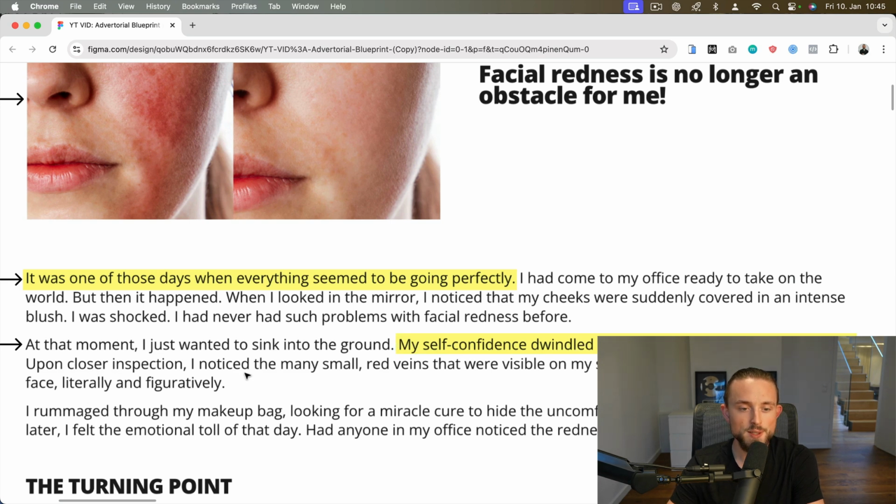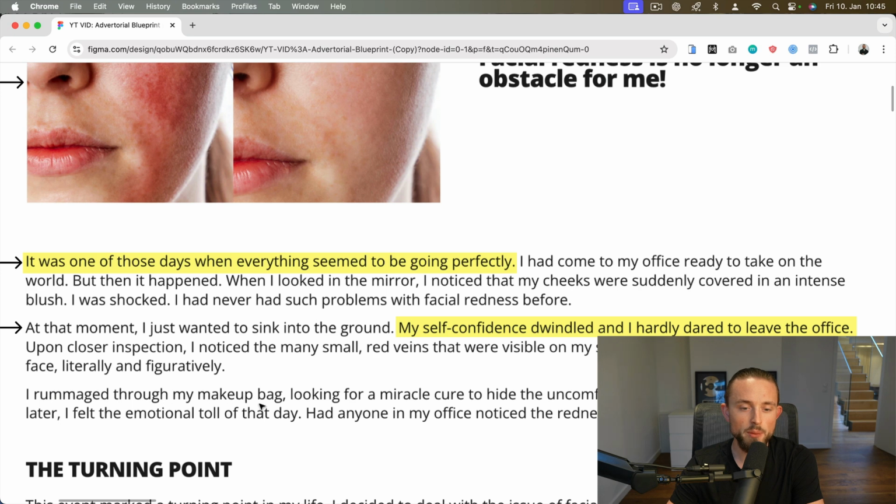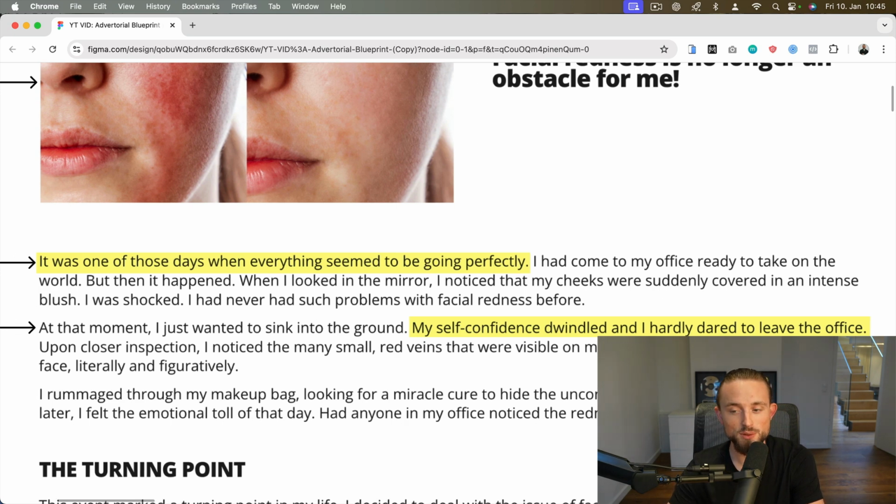Upon closer inspection, I noticed the many small red veins that were visible on my skin. It was an unexpected slap in the face, literally and figuratively. I rummaged through my makeup bag looking for a miracle cure to hide the uncomfortable redness. When I got home later, I felt the emotional toll of that day. Had anyone in my office noticed the redness? Did they perceive me differently?